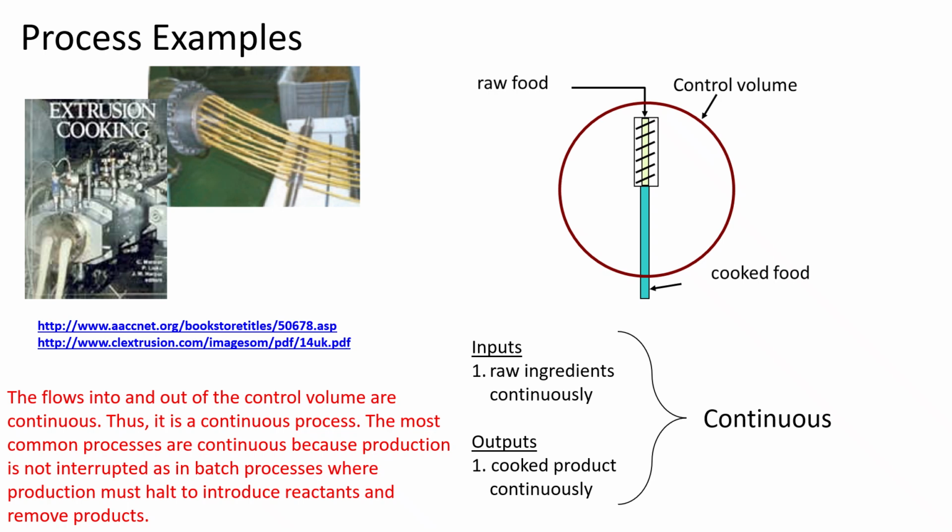The flows into and out of the control volume are continuous. Thus, it is a continuous process. The most common processes are continuous because production is not interrupted, as in batch processes where production must halt to introduce reactants and remove products.